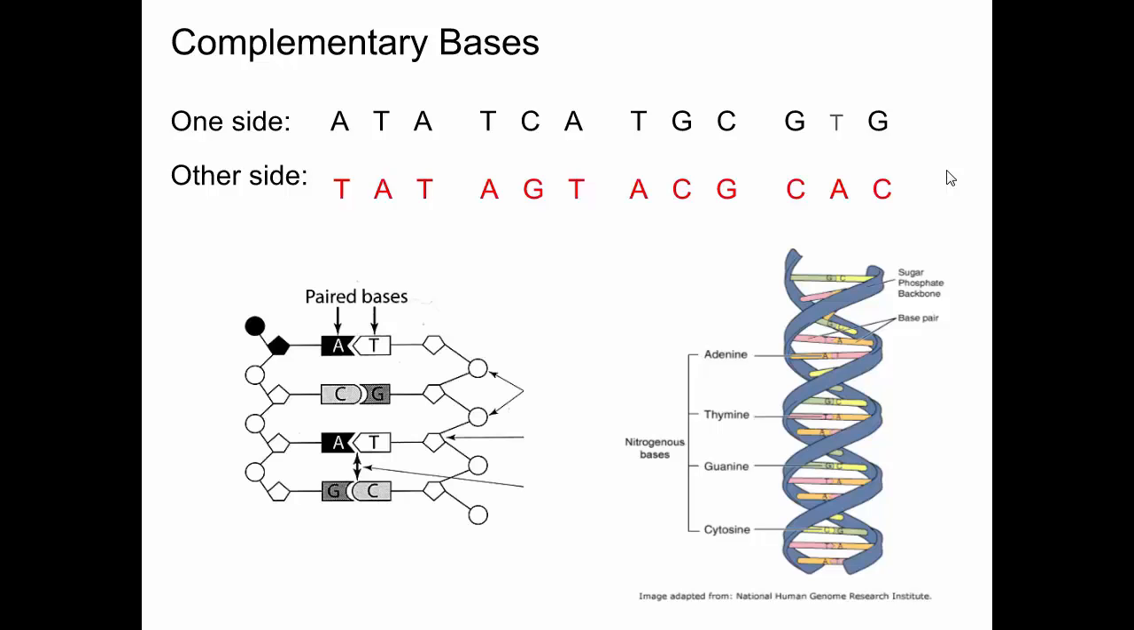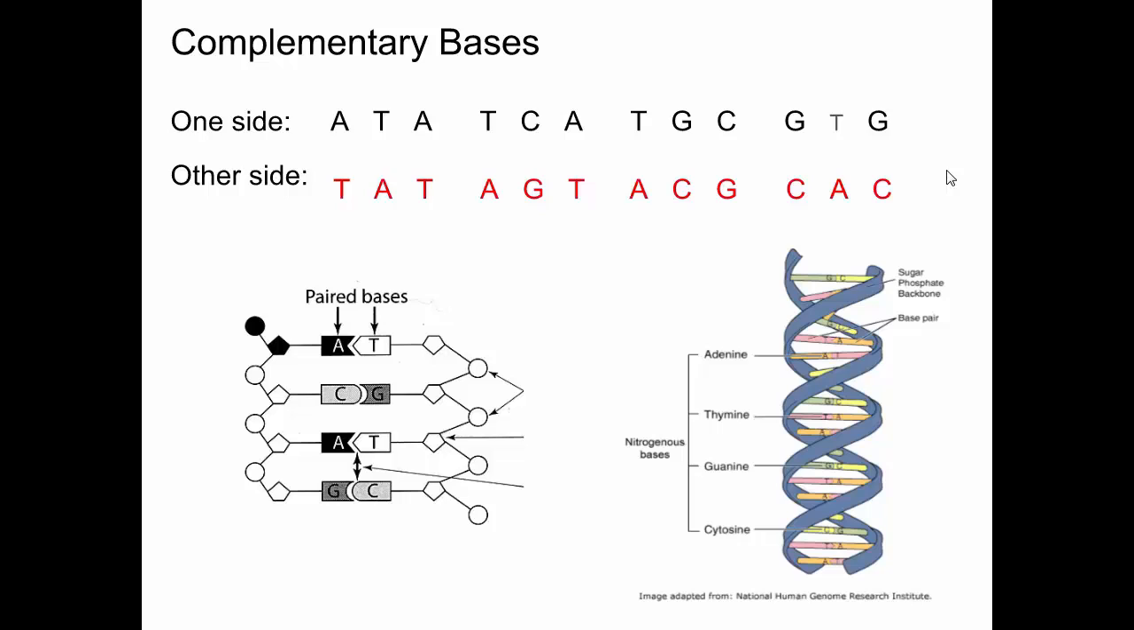Oh, I get it. So we have an A here. The other paired base will be a T. We have a C here. So it's that other complementary pair. So the pairs are always together. If you have one of the letters, the other letter of that pair will be on the other side.